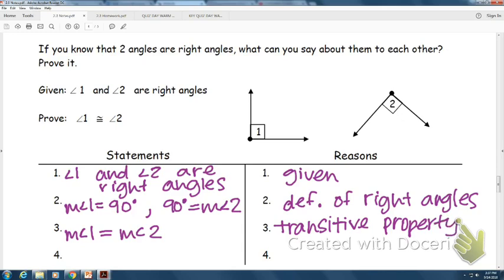Okay, what happens when the measures of 2 angles are equal to each other? They're congruent. So we've arrived at our proof. Angle 1 is congruent to angle 2. What do you think our reason for that is? So moving from 3 to 4, what would be the reason to say that they are congruent?